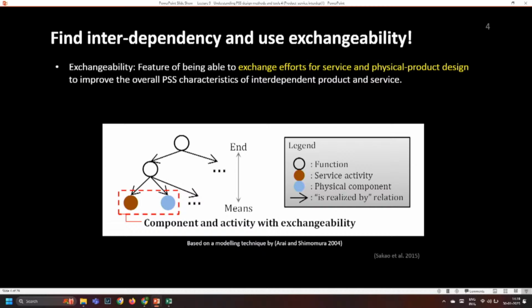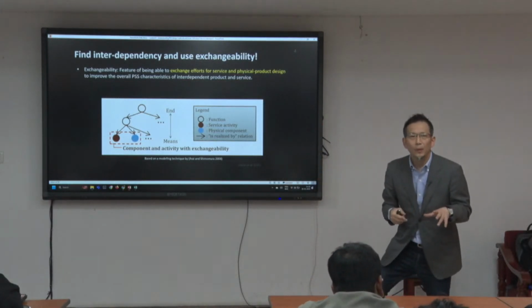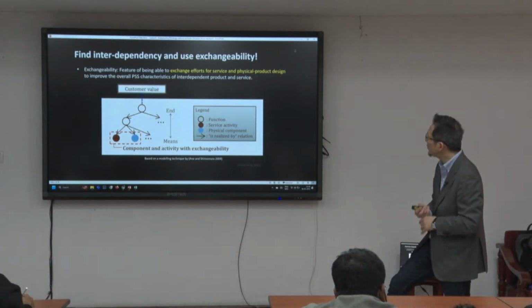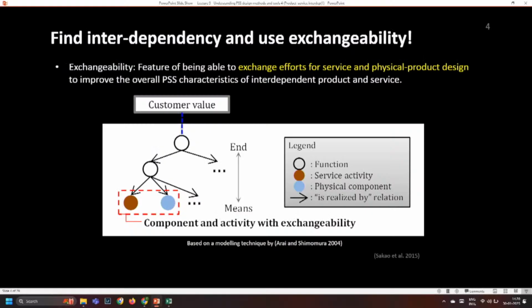The definition of the exchangeability is a feature of being able to exchange efforts for service and physical product design to improve the overall PSS characteristics of interdependent products and service. You have seen this tree structure in the lecture of FMEA. So the same kind of tree structure is what you're looking at, and these small circles represent functions realized by either service activity or a physical component. But the aim of these functions is to realize a certain customer value. Right.